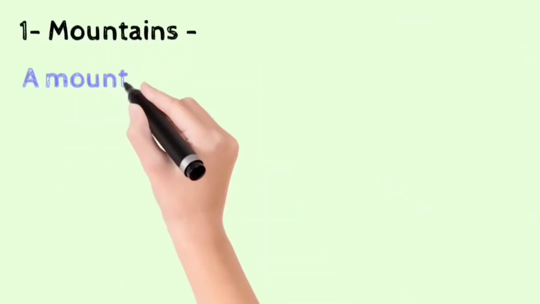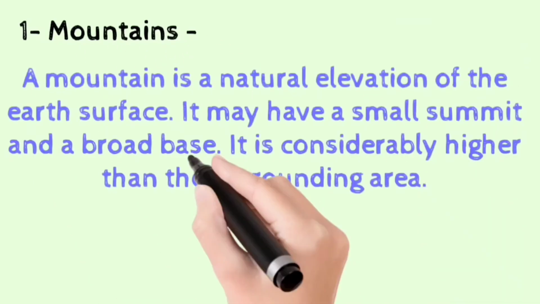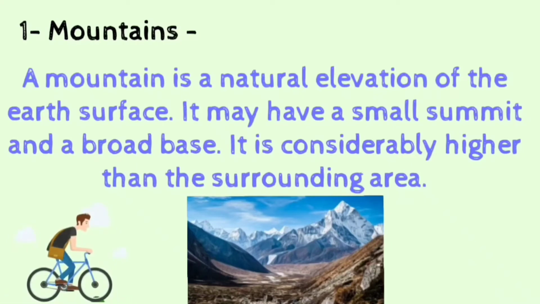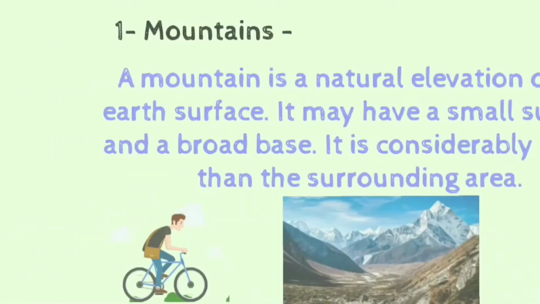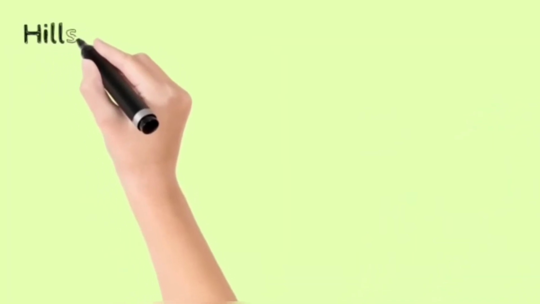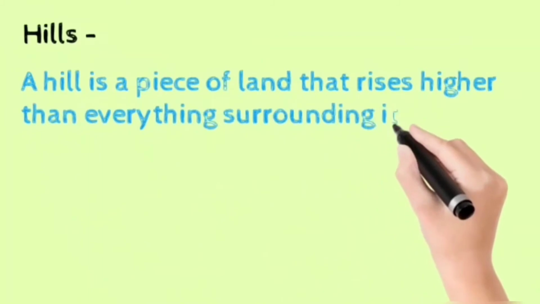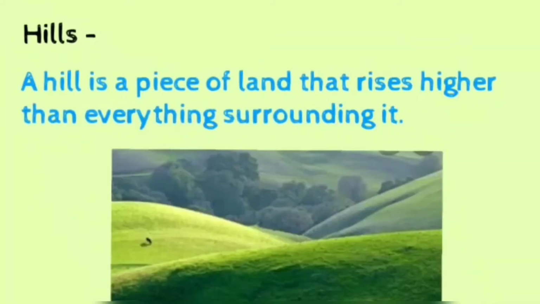First one is mountain. A mountain is a natural elevation of the Earth's surface. It may have a small summit and a broad base. It is considerably higher than the surrounding area. Hills. A hill is a piece of land that rises higher than everything surrounding it.